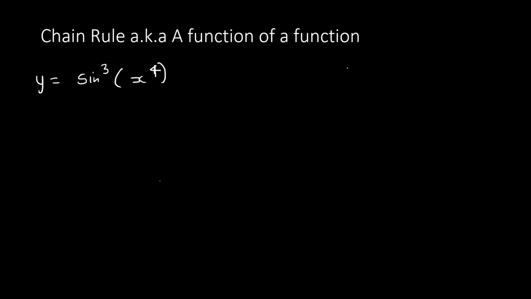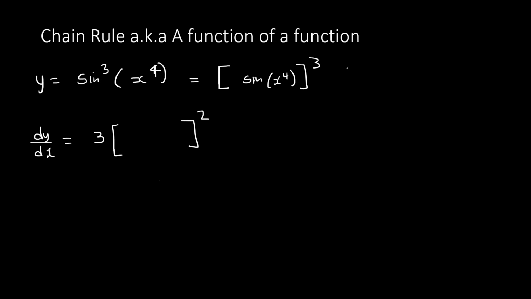Most of you might say it's sine, but the main function is not sine, it's exponent 3. Remember, when 3 is here, it means it's for the whole sine. So I can rewrite this as sine of x exponent 4, all to the power 3. That's what sine cube means. So now the main function is exponent 3. And how do we derive exponent 3? We multiply and subtract 1.